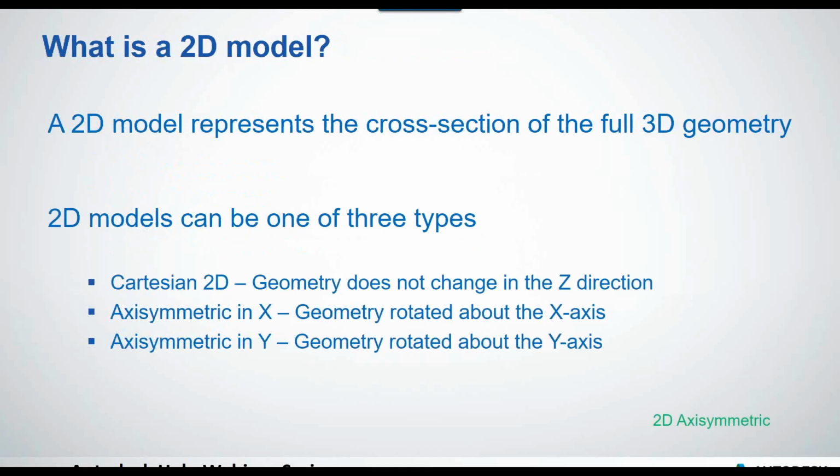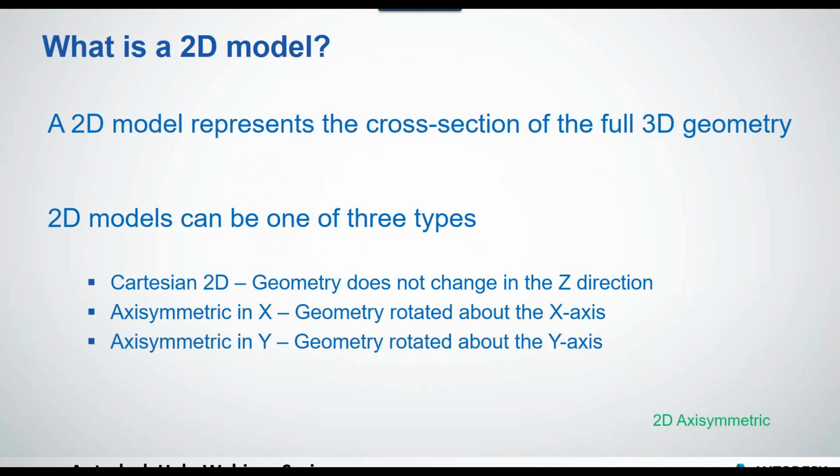So first of all, what is 2D? Well, in real life, there's nothing that is 2D. Everything is 3D. So a 2D model in FEA, not just CFD, FEA in general, represents a cross-section of the full 3D geometry. So you're cutting your model along a plane. In this case, it's going to be the XY plane at Z equal to 0. That's how it's set up in CFD. It has to be the XY plane. And that cross-section of that 3D geometry will be your 2D model.